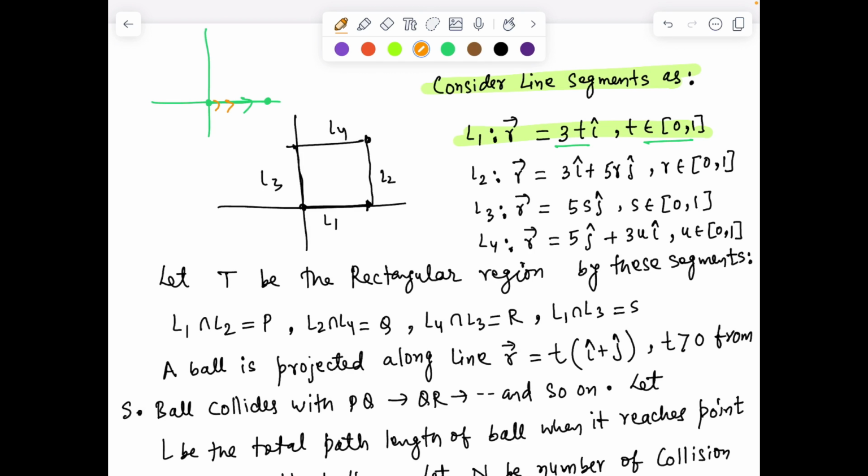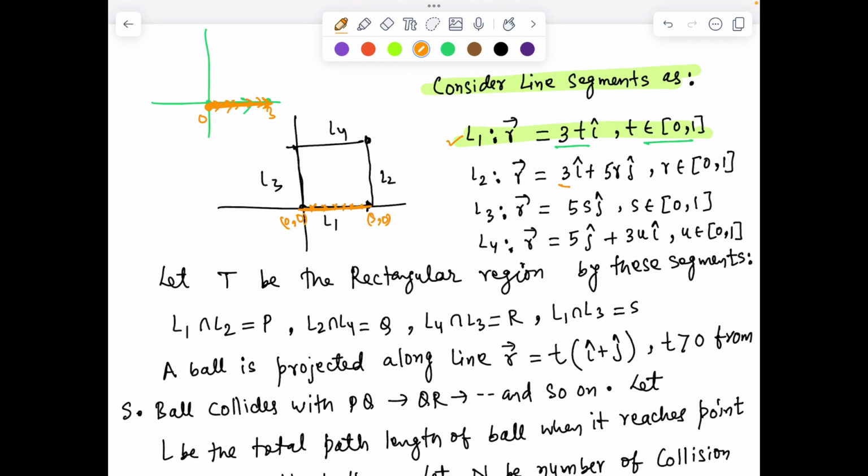Okay, so basically the tip of these vectors 3t i denotes a line segment starting from the origin in the direction of i cap, and it spans over 0 to 3 length. So L1 is precisely the line segment which is drawn over here. So any point P which is between (0,0) and (3,0) will be taken care of by the first equation.